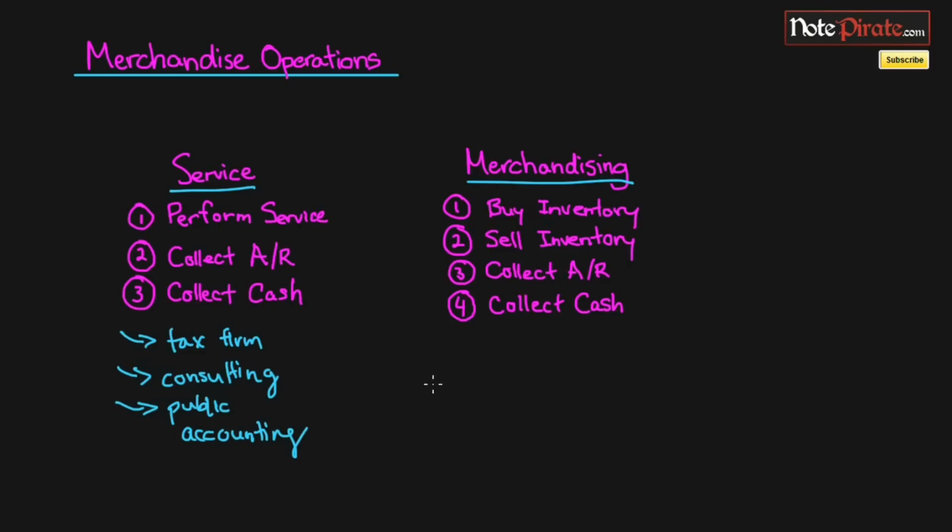So those are types of service entities. And of course, merchandising. You know your merchandising companies, the big ones like Walmart and Target and Best Buy. What's different between these two is that merchandisers have the inventory part, because service companies don't have inventory. They sell their expertise or their skills. They sell their services. That's why they're called service companies. So merchandise companies have inventory, and they need to report inventory on their balance sheet.